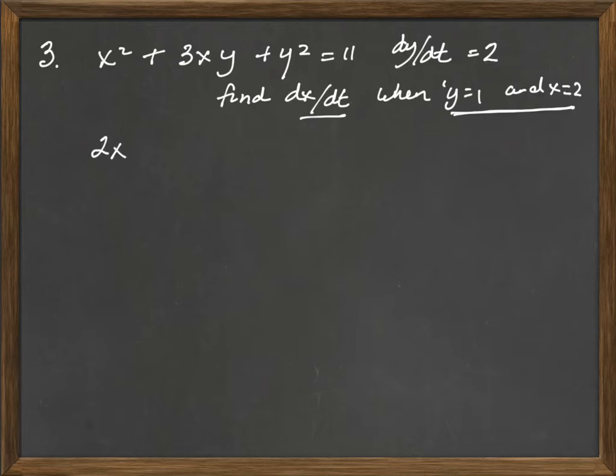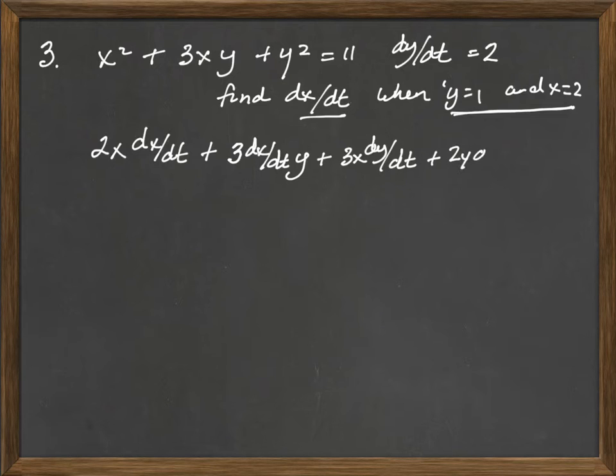This would be 2x dx/dt plus, now we have a product rule, this would be 3, derivative of the first, dx/dt, y, plus 3x dy/dt, plus 2y dy/dt equals, and the derivative of 11 is 0. So we want dx/dt, but we have x and y, so we can solve for dx/dt, I guess, bring that out.